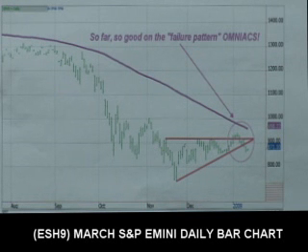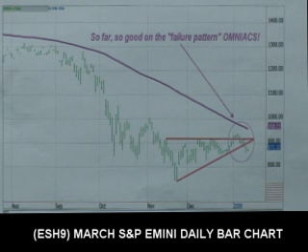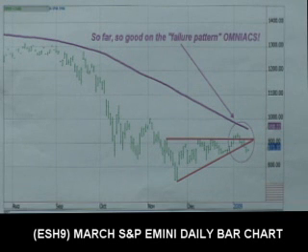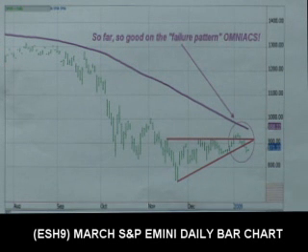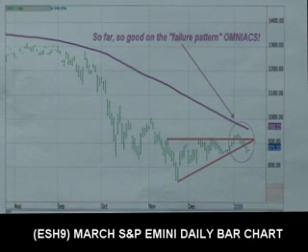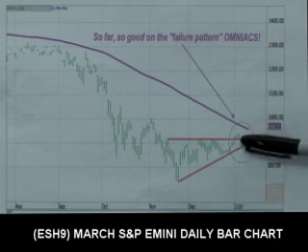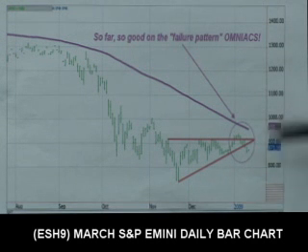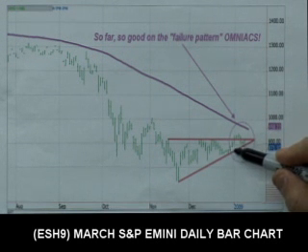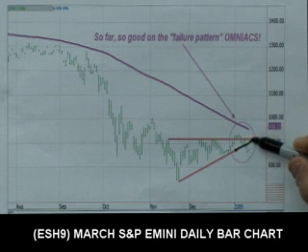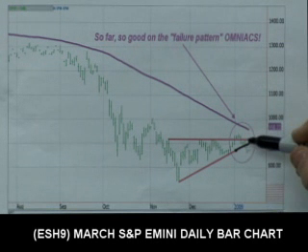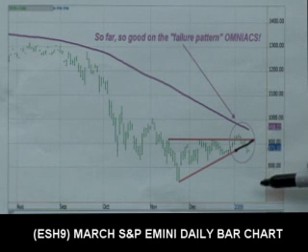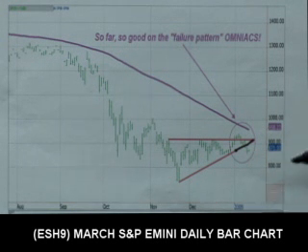Okay, traders, this will be the only chart I'll show you in this video. This is for the daily S&P March 09 contract, the daily bar. As you can see, so far, so good on the failure pattern. Traders, we went up there and failed, came down, got through the bottom as we thought we would of this wedge pattern, ascending if you want to call it that. We got down below it. That's what we were expecting. So far, so good technically.